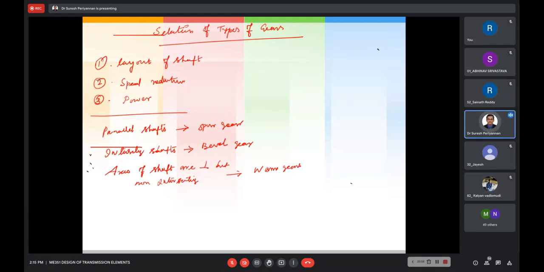And when the axes of the two shafts are neither perpendicular nor intersecting, then for this type we use crossed helical gear.